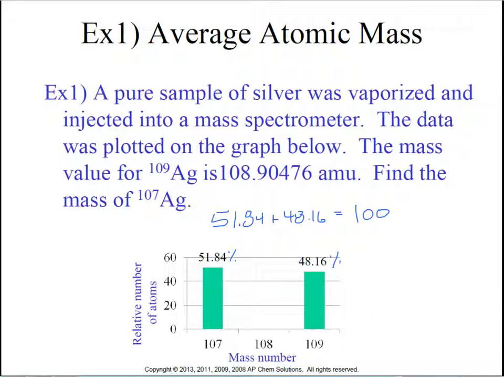Okay, so this question wants us to find the mass of silver-107. Now, I know what you're probably saying, well, it's 107, it's written right there. No, they want us to find the actual mass, so give us some decimals, all of that. Let's go a little more accurate than just 107. So to do that, there's a little equation.